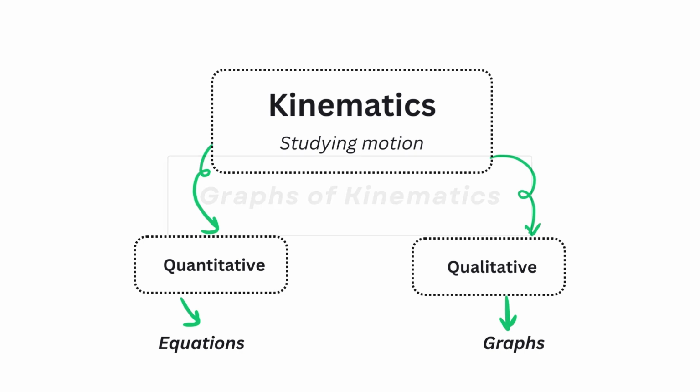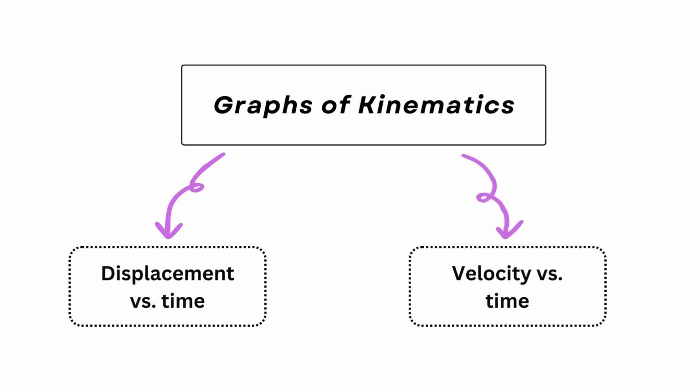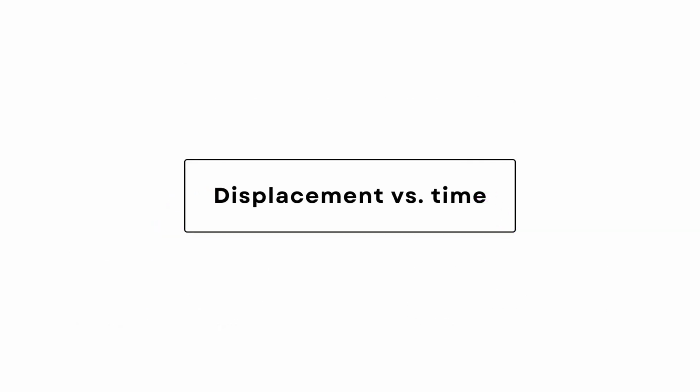Now, when it comes to the graphs of kinematics, there are two types that we should be familiar with: displacement versus time and velocity versus time. Now, proceeding onwards, we will be looking at each of these types of graphs one by one and see some important features of each of these graphs, so that we can evaluate some important pieces of information from these diagrams. So let's start off with the displacement versus time graph.